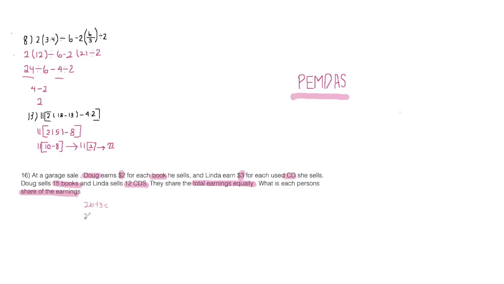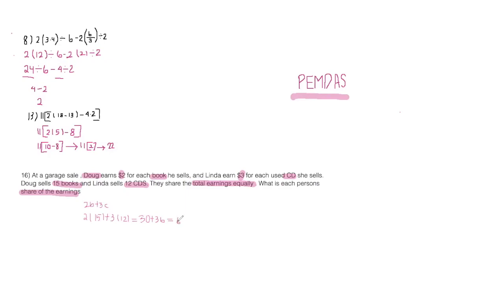Doug sells 15 books, so we would do 2 times 15. And Linda sells 12 CDs, so we would do 3 times 12. If you calculate, 2 times 15 is 30, and 3 times 12 is 36. So if you total that, you would come to a grand total of 66.